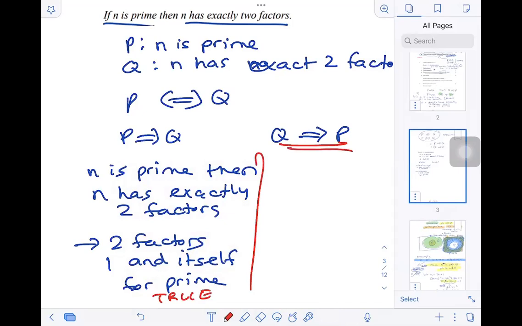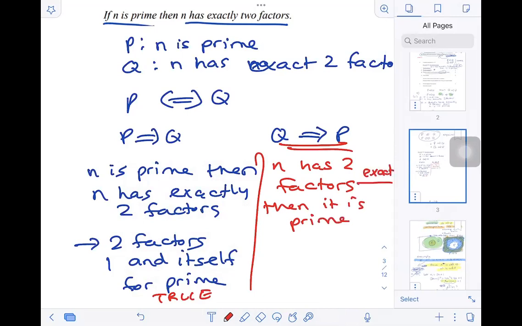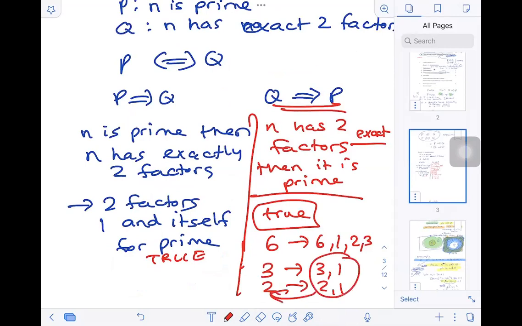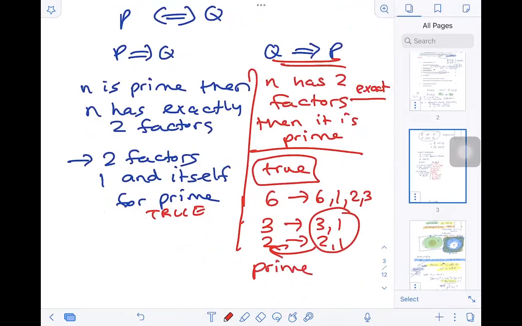Q implies P. All right, so that means if n has exactly 2 factors, then it is prime. So that is also true, because anything with more than 2 factors will actually be composite, like 6, for example. 6 has 6, 1, 2, and 3. A prime number only has 1 and itself, like 3 would be 3 and 1, 2 would be 2 and 1. So if it has 2 factors, that will actually mean that, yeah, it is prime. If it does not have 2 factors, then it's not prime.